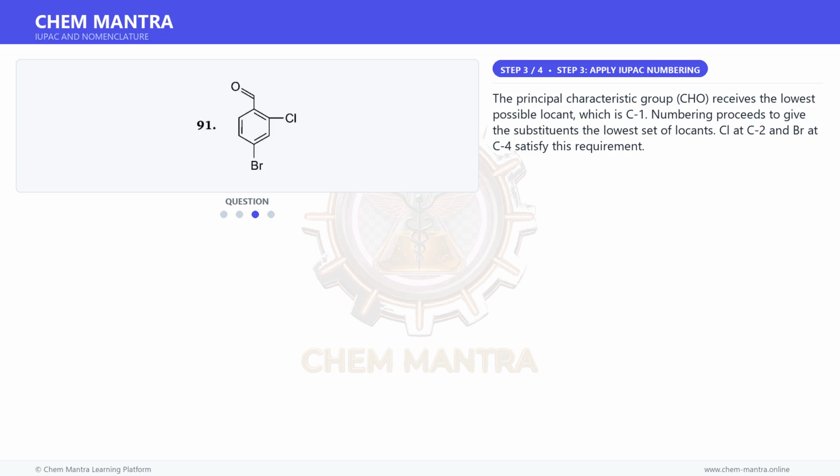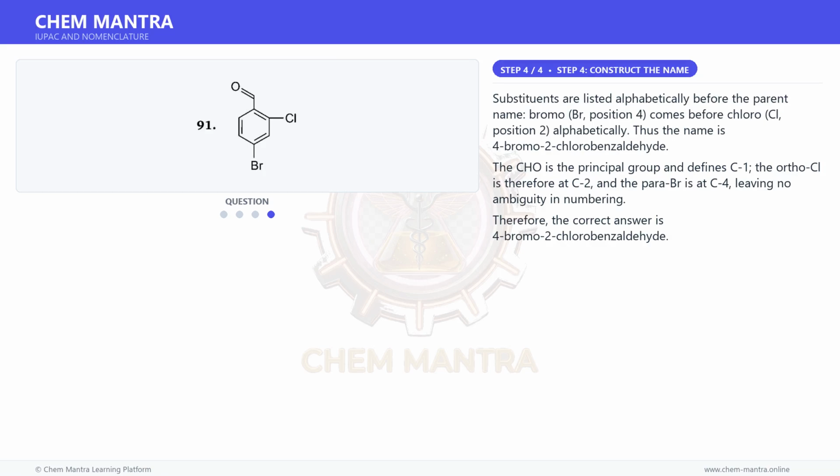Moving on to the next step. The principal characteristic group, CHO, receives the lowest possible locant, which is C1. Numbering proceeds to give the substituents the lowest set of locants. Cl at C2 and Br at C4 satisfy this requirement. And for the final step, substituents are listed alphabetically before the parent name. Bromo, Br, position 4, comes before chloro, Cl, position 2, alphabetically.